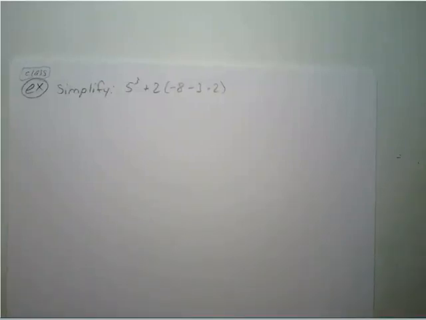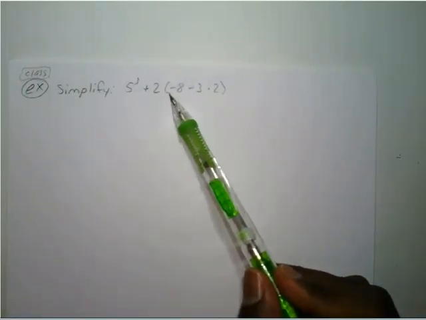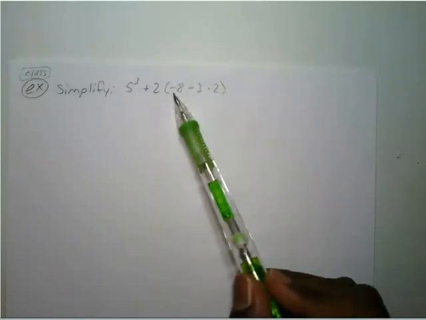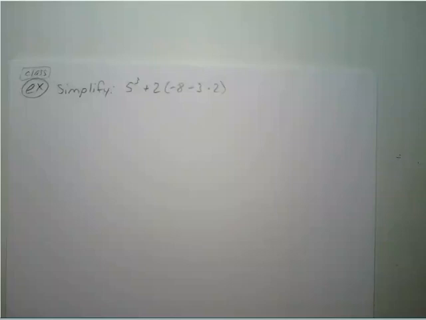Okay. So what if you wanted to simplify 5 to the third power plus 2 times the entire thing in parentheses, negative 8 minus 3 times 2? Okay, so go ahead and press pause and try to do this one on your own.